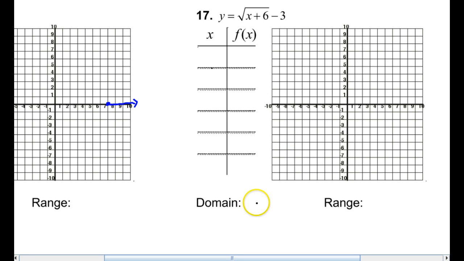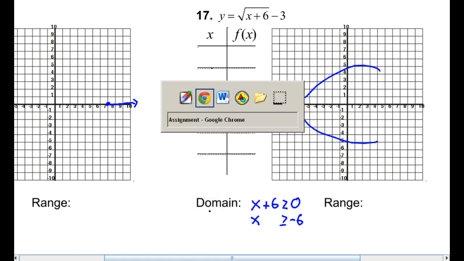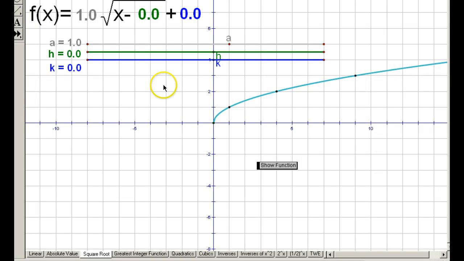What's the domain here on 17? Yeah, so on this one, -6. So we know on this one, the graph's going to start way back here and open up or open down or something. By the way, is this going to open up? Is it going to go like this or like this? Which one? Okay. Take you back here.